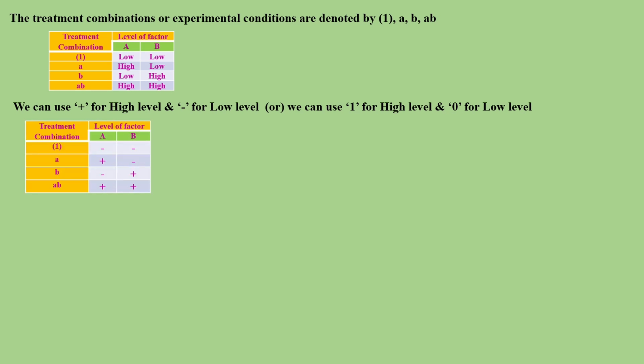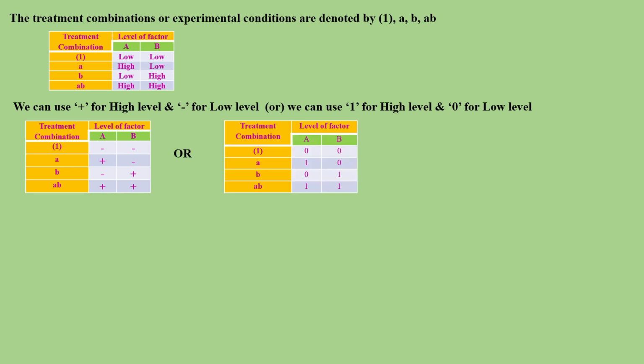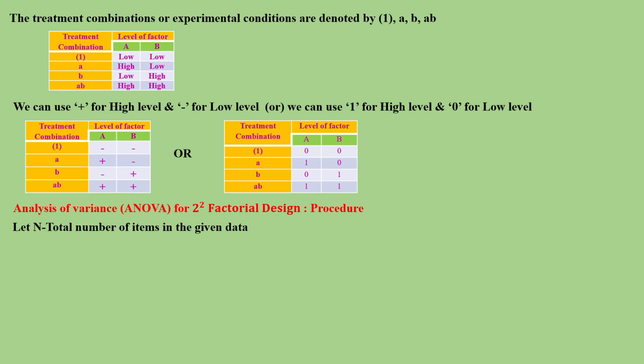So treatment combination 1: low, low means minus, minus. We can use the negative sign, right? Instead of writing low, low, high, low, right? For high, plus. Or you can use 0, 0, 1, 0, 0, 1. These are all the notations. Analysis of variance for 2 square factorial design. Procedure, first N. Capital N is the number of data.